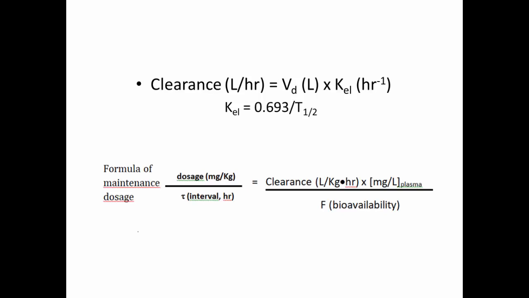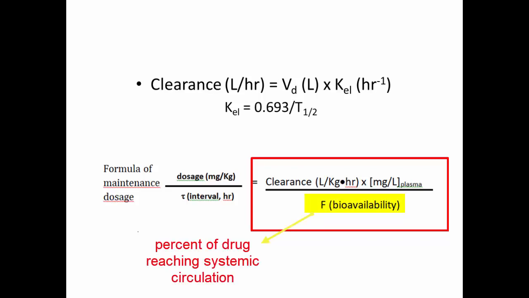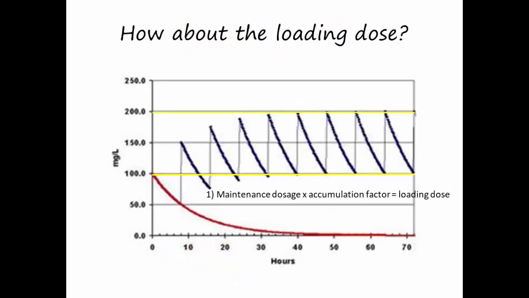and you can see that formula here. The maintenance dose would be the dosage in milligrams per kilogram of body weight given at each interval, and that would be equal to the clearance in liters per kilogram per hour times the desired steady state concentrations in plasma. And if the drug was given by any route other than intravascular, we would have to account for the bioavailability of the drug. In other words, how much of that drug is ultimately reaching the blood to be distributed throughout the body. What about the loading dose?